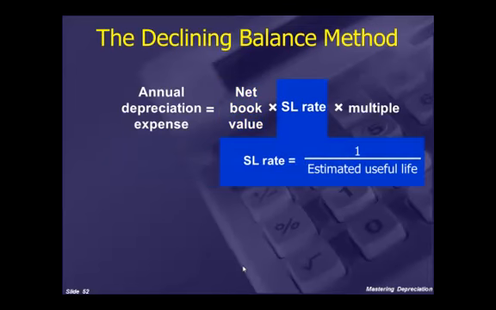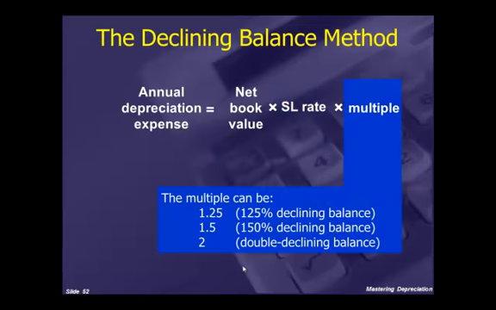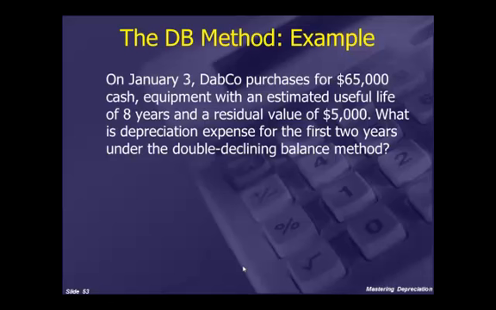The straight line rate, we're going to have to use that formula that says 1 divided by its estimated useful life to get the decimal, to get the percent for the straight line rate. And that way, when we're looking at the multiple, whether it's 125% declining balance, that would be 1.25, or the 150% declining balance, 1.5. Or in the case of where we're going to use double declining balance, it would be times 2. So here's an example.